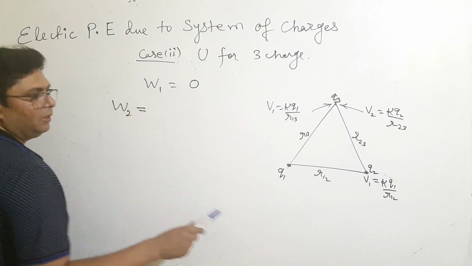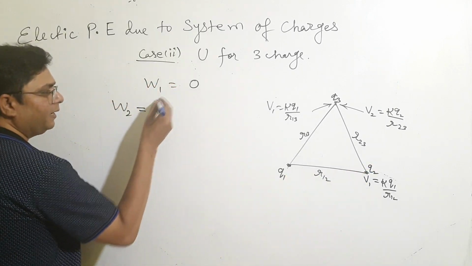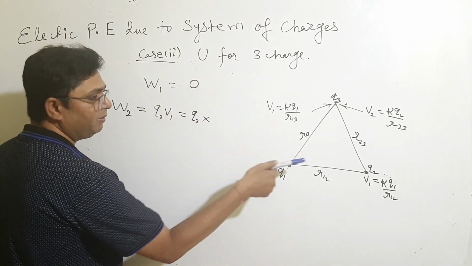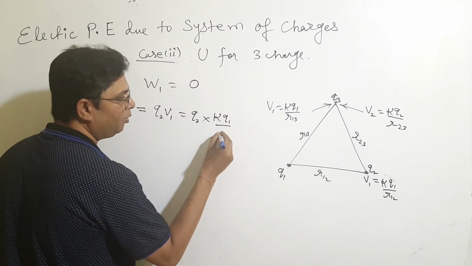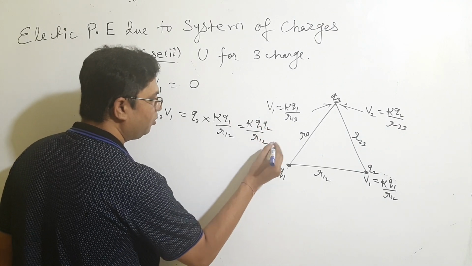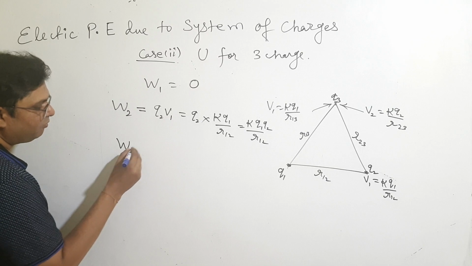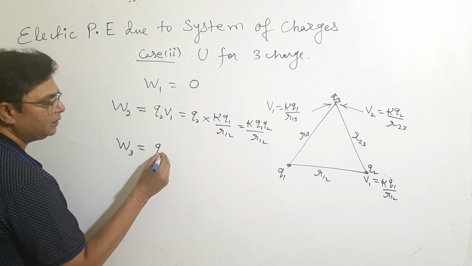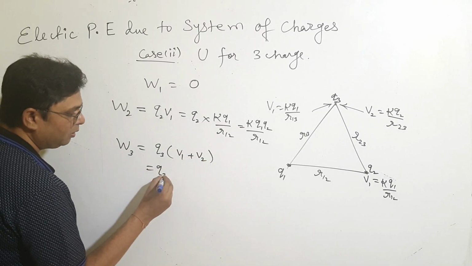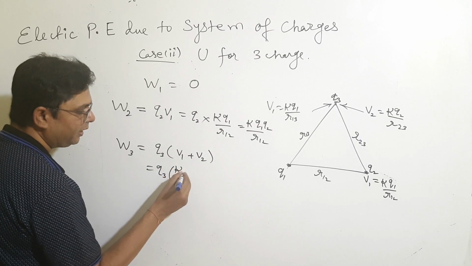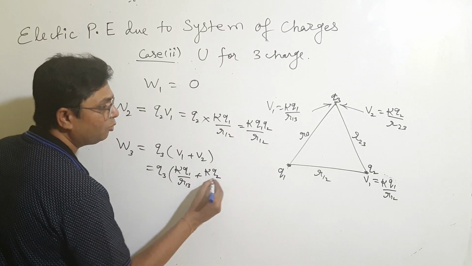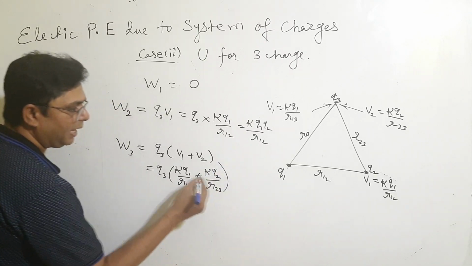W2, the second work, in bringing charge Q2 is equal to Q2 V1. And what is V1 there? V1 is K Q1 upon R12. So arranging it, K Q1 Q2 by R12. What will be the work for bringing the third charge? The third charge is Q3 and the potential there is V1 plus V2. What is the value of the potential there? This is K Q1 upon R13 and the second potential is K Q2 upon R23. Multiply it and arrange it.